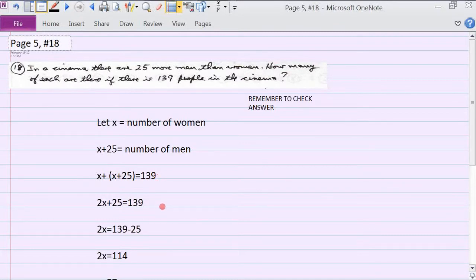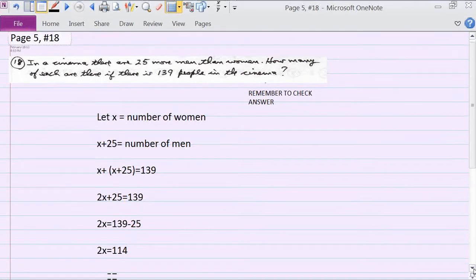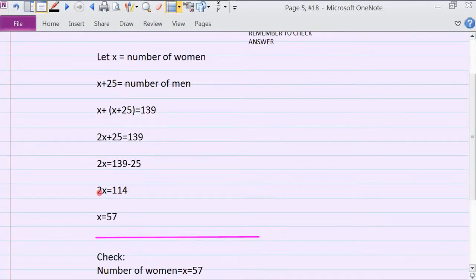That's 139. So removing the brackets, X plus X gives me 2X. And I have the 25 on the left equals 139 right here. I transpose the plus 25 on the left to the right. It becomes minus 25. 139 minus 25 is 114. I divide 2X by 2, I get X, and 114 by 2, I get 57. So this is the number of women right here, 57.